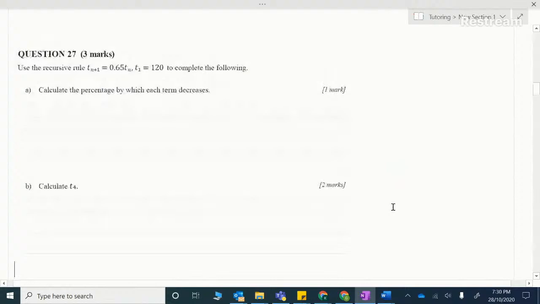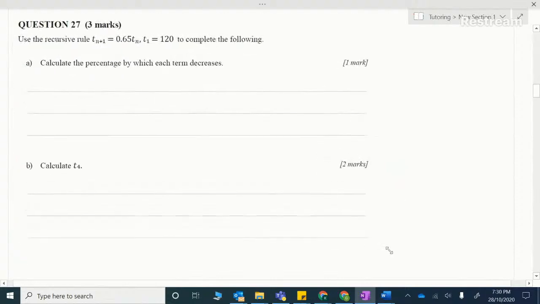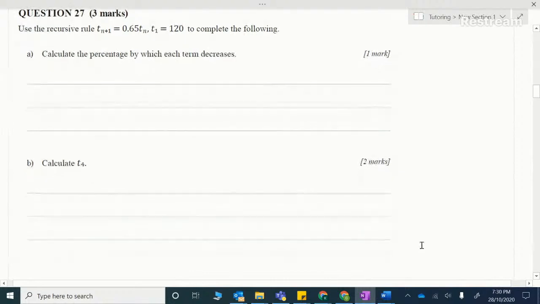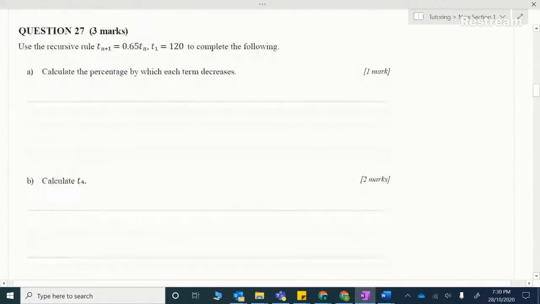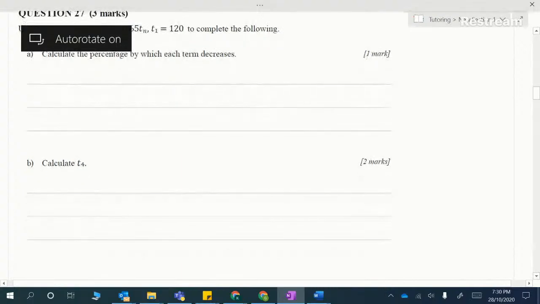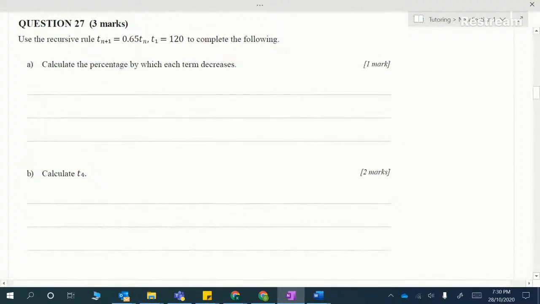Okay, here's the one I was thinking of. So, have a read of this question. This is from the public sample paper, I believe, paper one. Have a read of that one. And part A might trick you up a little bit. Yeah, lots of questions about arithmetic and geometric sequences.